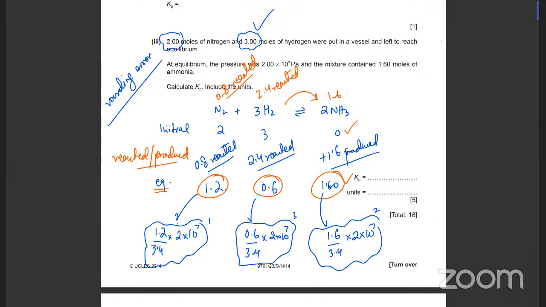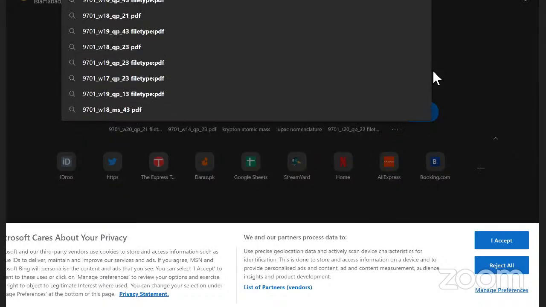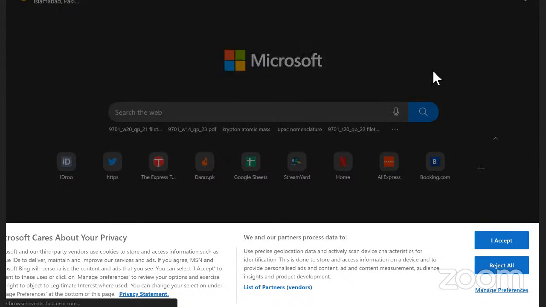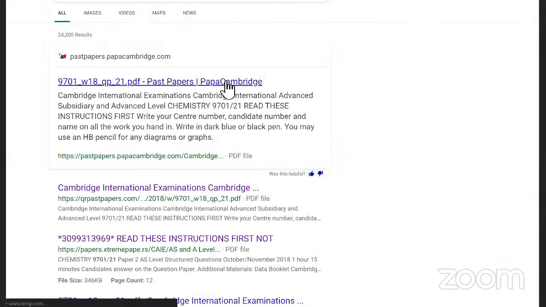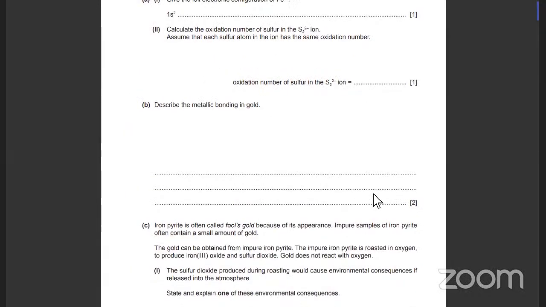So Ahmad, what's the second question? October, November 2018, paper 2, variant 1. Last question. W18, paper 2, variant 1. Okay, which question? Last.